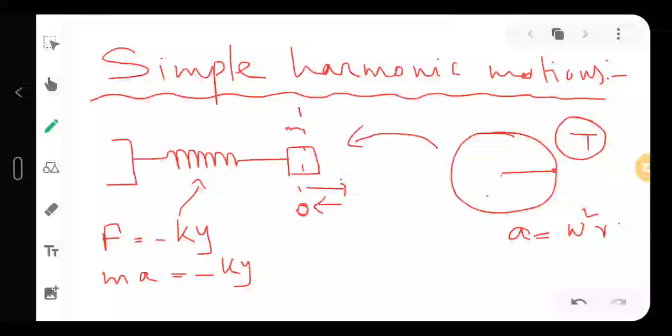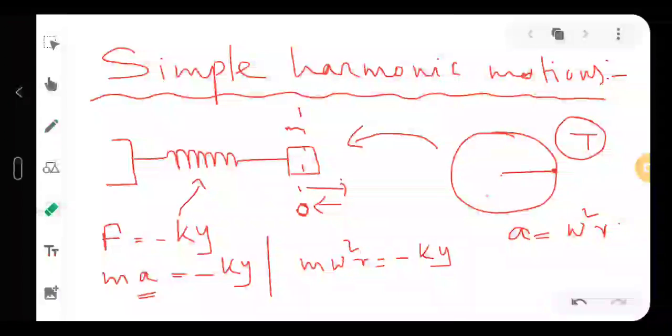Because in both cases the system is retracing the path again and again in the same time, if we compare, instead of a I can write m omega square r is equal to minus ky. In this case the displacement is y, so instead of r I will write y, because here y is playing the role of r. So this is the scenario.